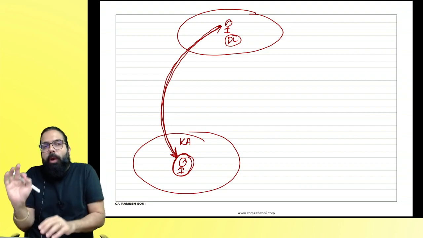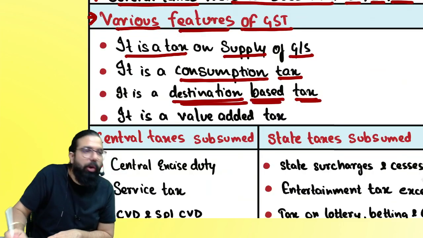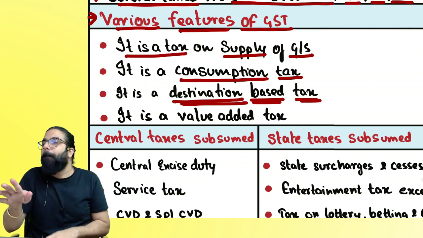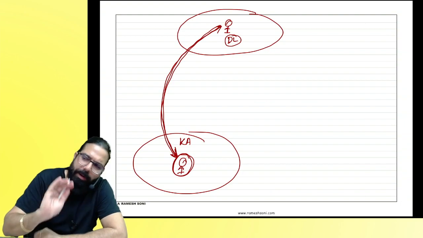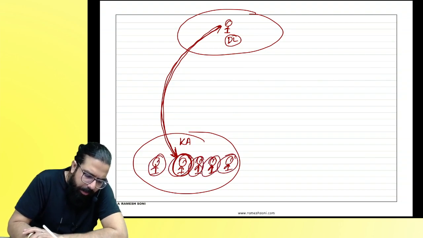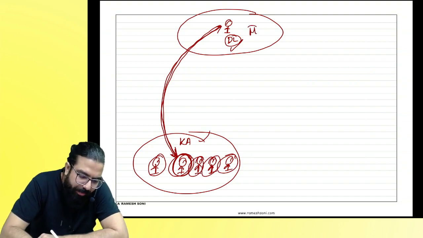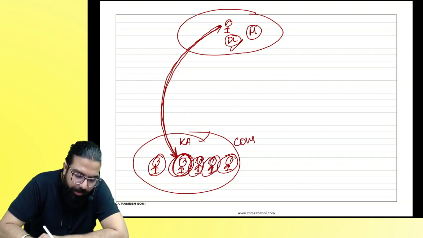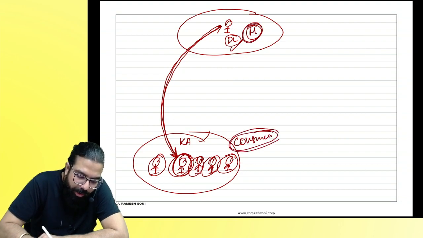First thing, why GST is a destination based tax is because ultimately, tell me one thing. In Delhi, there is only one person who is manufacturing. In Karnataka, there are five consumers. Where is the tax requirement? In Delhi or Karnataka? Here, there is only a manufacturer. Here, there are consumers. You tell me where is the tax requirement? In the manufacturing state or the consuming state?